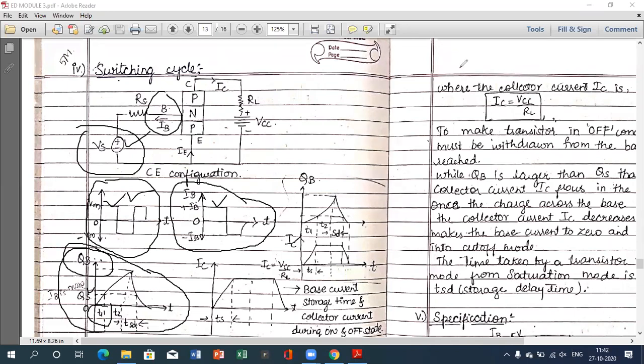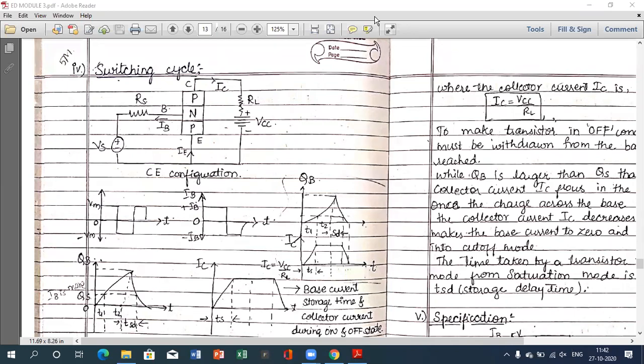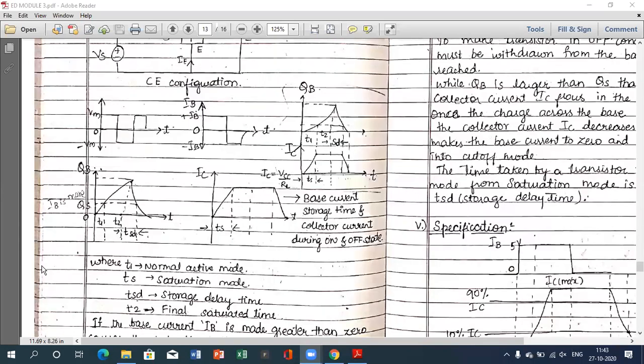So I hope you guys are getting this. We are discussing this with respect to time now. What happens when the base current is made to go from 0 to some value? Initially, when the base current goes from 0 to T1, we call this the normal active mode time. So what happens at this time?